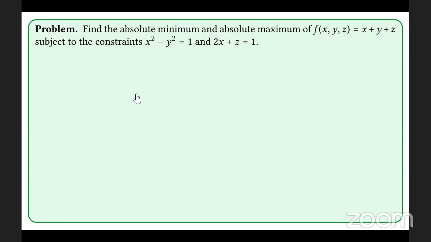So we're going to use Lagrange multipliers, the method of Lagrange multipliers. But here we have two constraints. And notice that these aren't inequalities. This is actually requiring that both of those are simultaneously true. So x squared minus y squared equals 1, and 2x plus z is equal to 1. Okay?